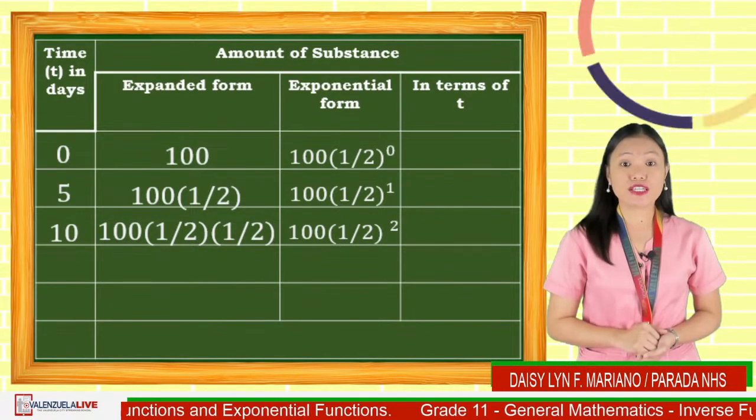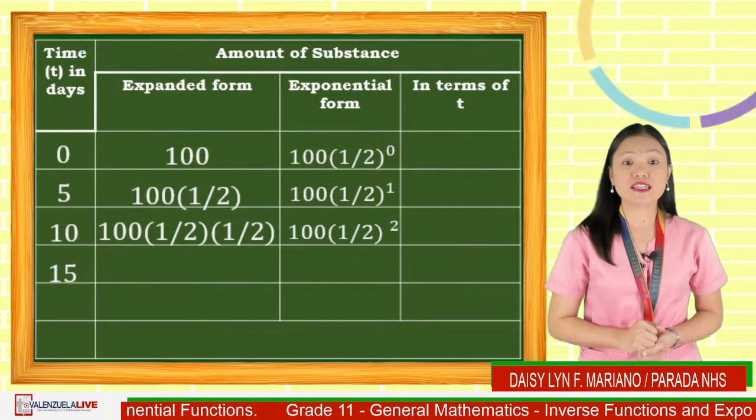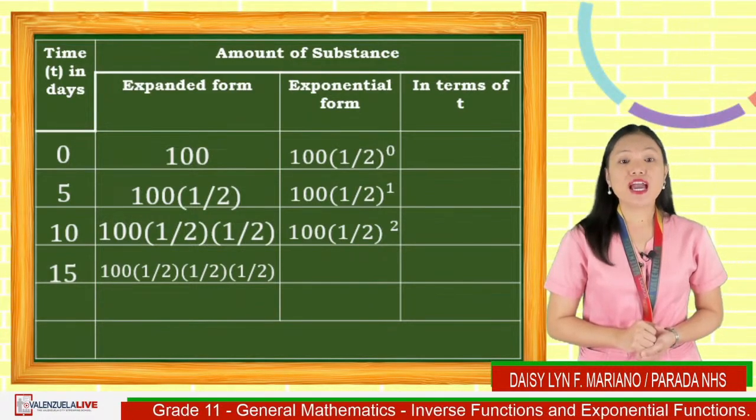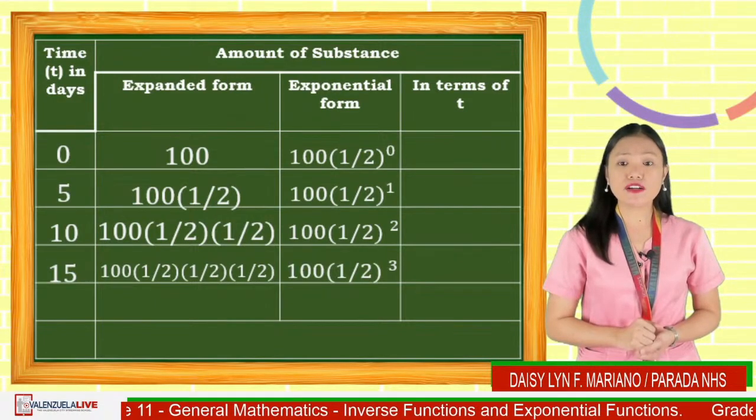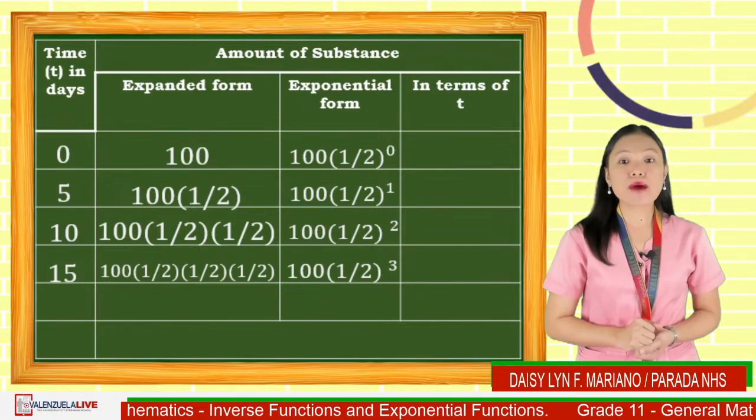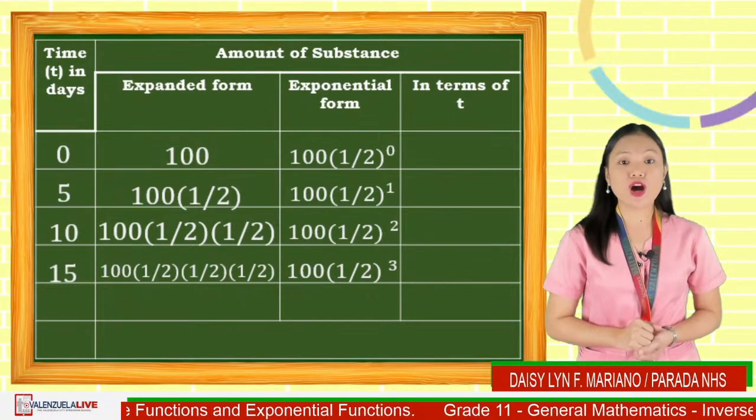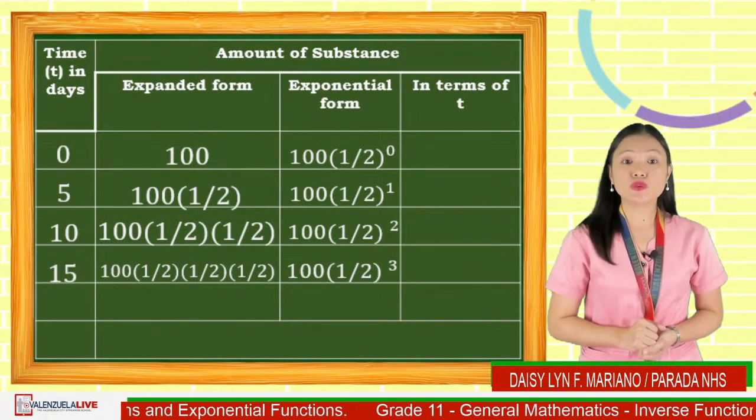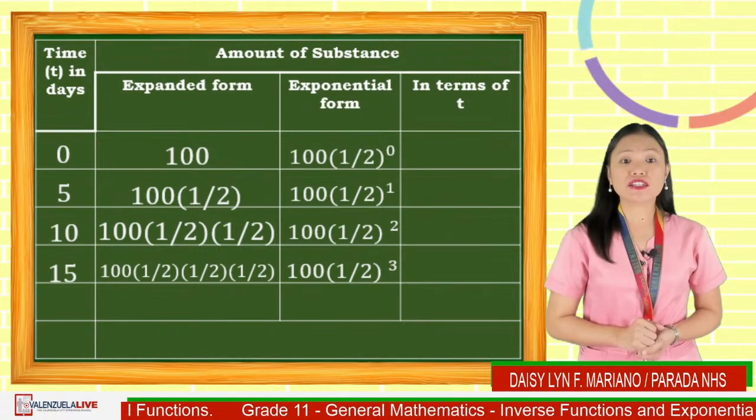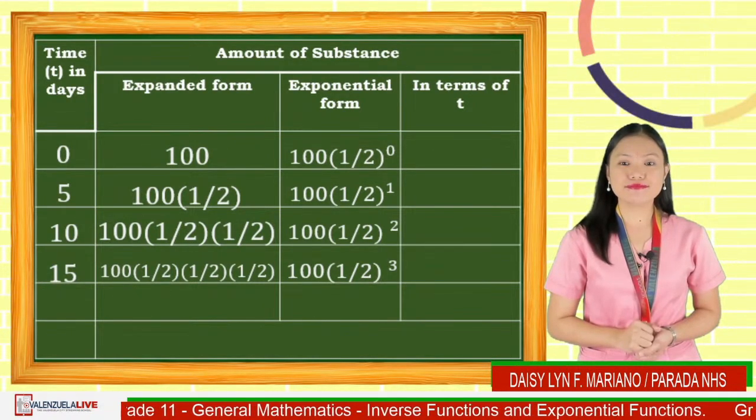Add another 5 days and it will make it 15. The amount of remaining substance for this day is 100 times 1 half times 1 half times 1 half. And this again is equivalent to 100 times 1 half raised to 3. Now, let us fill in the amount of remaining substance in terms of t by observing the exponents on the third column. How could we get the exponents 0, 1, 2, and 3, considering our time as 0, 5, 10, and 15? Good job!